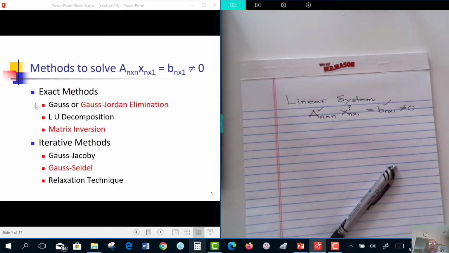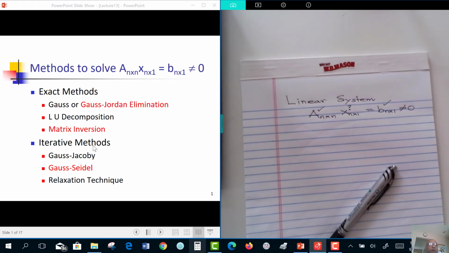Now, those of you who have taken a linear algebra course, we are going to do our elimination differently because our focus here is to minimize round-off errors in computing machines. Whereas in linear algebra course, you always assume that your arithmetic is perfect, no round-off errors.